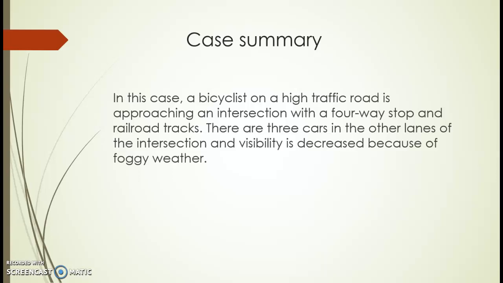The case summary. In this case, a bicyclist is on a high-traffic road and is approaching an intersection with a four-way stop and railroad tracks. There are 3 cars in the other lanes of the intersection, and visibility is decreased because of foggy weather.